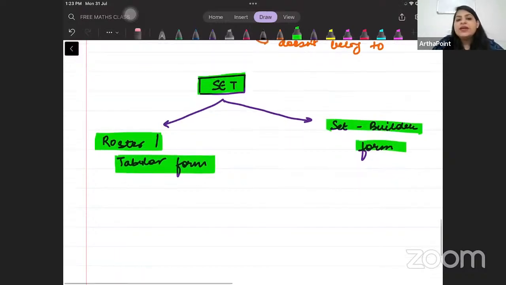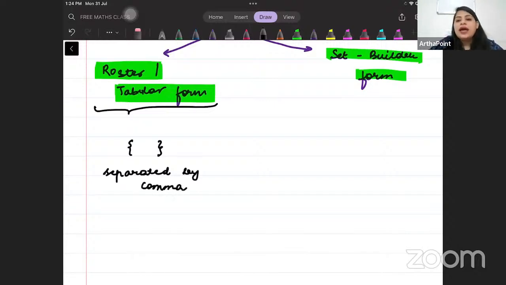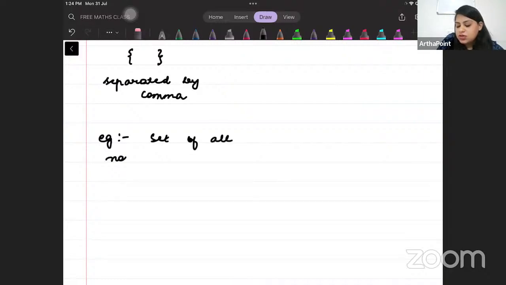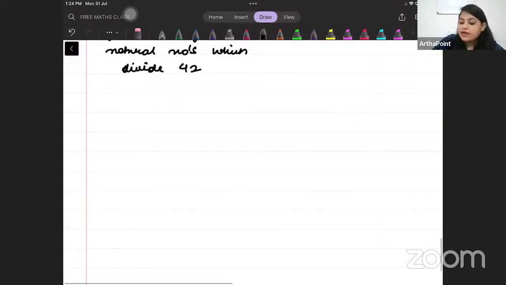So whenever we write it in the roster form, then in this format, beta, everything is written in these curly brackets, right? जो भी elements होते हैं, they are represented in the curly brackets and they are separated by comma, right? And let us take an example. Just say, if I ask you, give me a set of all natural numbers which divide 42. So beta 42 के क्या क्या natural numbers हो सकते हैं? What can be the natural numbers that divide 42?